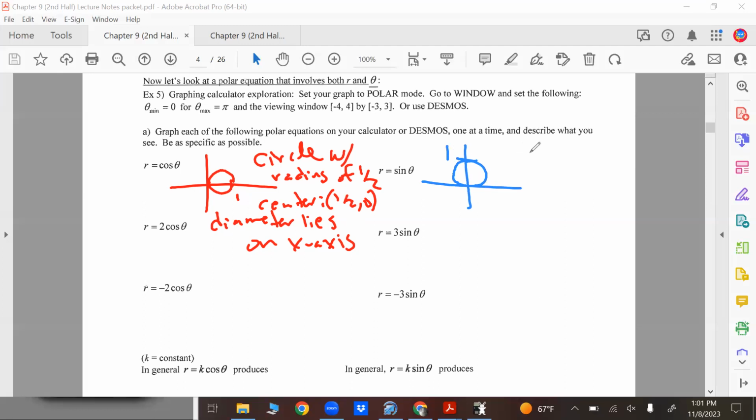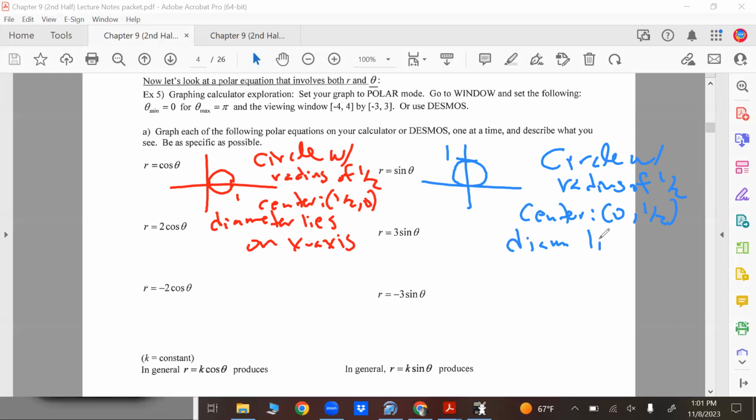So without actually going to the calculator or Desmos, we know we expect this, right? Again, another circle with radius of 1/2. Center (0, 1/2). Now, in this case, the diameter lies on the y-axis. That's only a small difference. Okay. Or actually, let me take it back. Since it's a polar curve, what you really want to say is at theta equals pi over 2. And what we really want to say here is the polar axis.